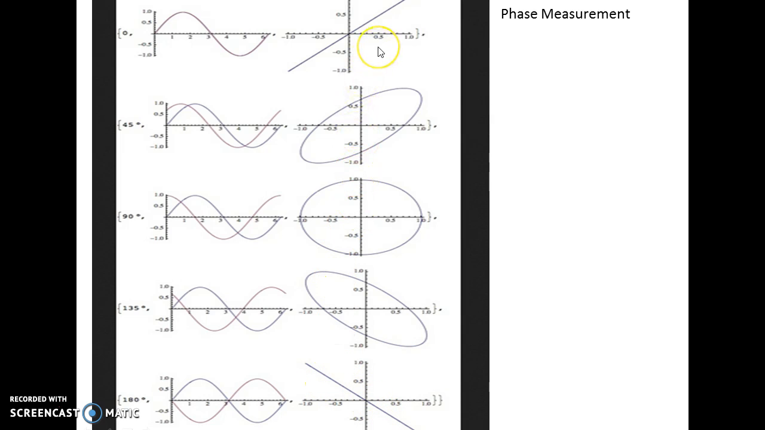Please observe here, you have for a 0-degree phase shift a straight line in the first and third quadrant. For a 180, you have it in the second and fourth quadrant. Here the slope is negative.